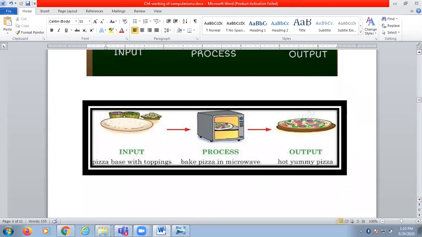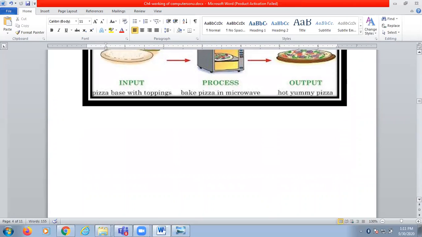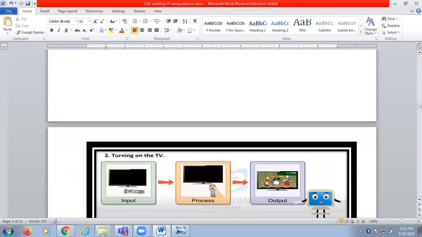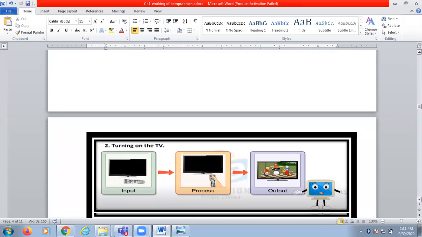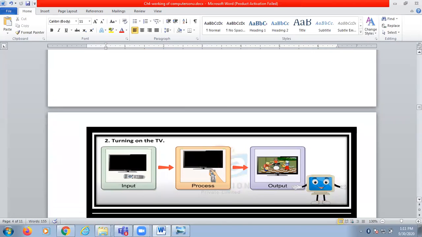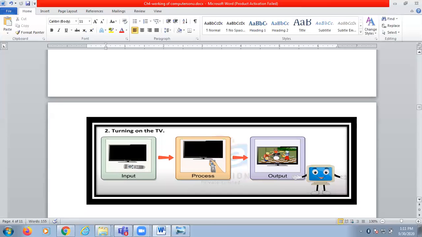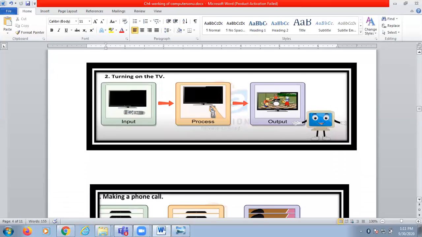Let us take more examples. So, now next example is if I want to see my favorite cartoon. So, what would be my input? My input is my remote. What would be my process? My process would be clicking on that on button. And what would be the output? The output is your favorite cartoon.